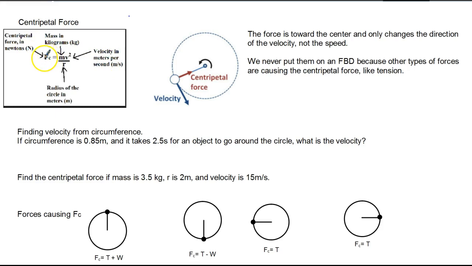The centripetal force is not a new force. You would never put it on a free body diagram. Other forces that we've had before, like tension and weight and the normal force and friction, provide centripetal forces. So it's old forces that we've had acting in a new way. The force is towards the center, and it only changes the direction of the velocity, not the speed. So the speed will be constant as it goes around, but it's accelerating because the direction is constantly changing. Never ever put a centripetal force on a free body diagram. Don't ever label a force centripetal on a free body diagram.